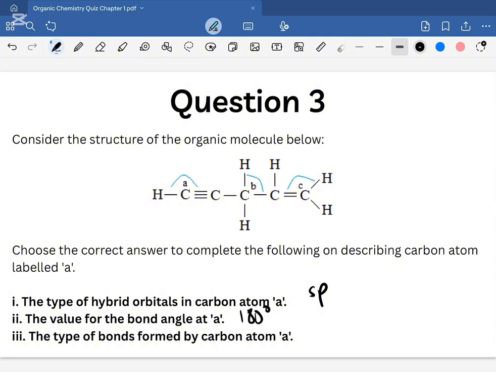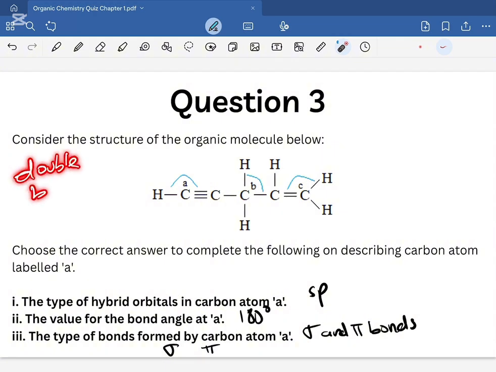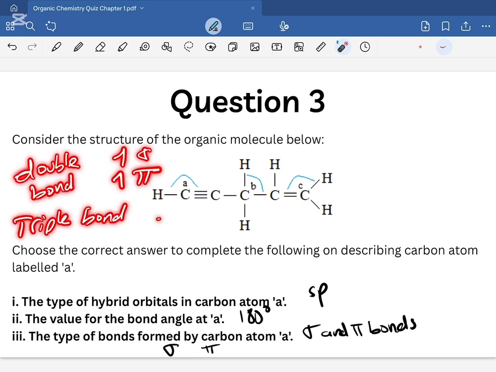And the type of bonds that are formed by the carbon atom, so they mean over here if they are sigma or if they are pi bonds. And actually we have sigma and we have pi bonds. Now remember, a single bond is only going to be a sigma. However, a double bond has 1 sigma and 1 pi, and a triple bond, as in this one, has 1 sigma and 2 pi bonds.